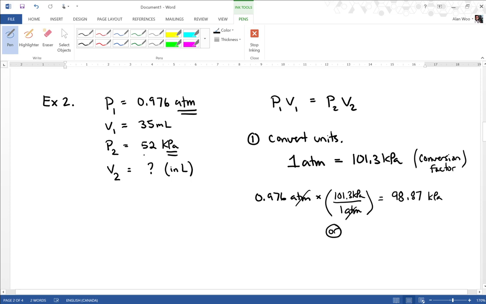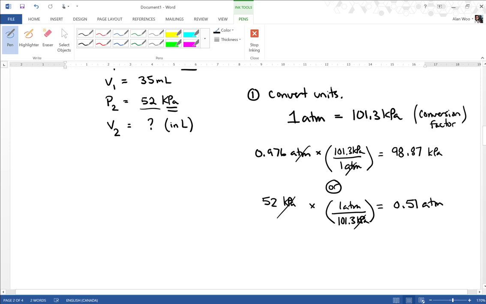The alternative is to take this 52 kPa and convert that to ATM. Again, our conversion factor puts 101.3 kPa down the bottom and 1 ATM at the top. kPa cancels out. 52 times 1 divided by 101.3 gives us approximately 0.51 ATM. So we need to have values in the same unit before we can use Boyle's law.